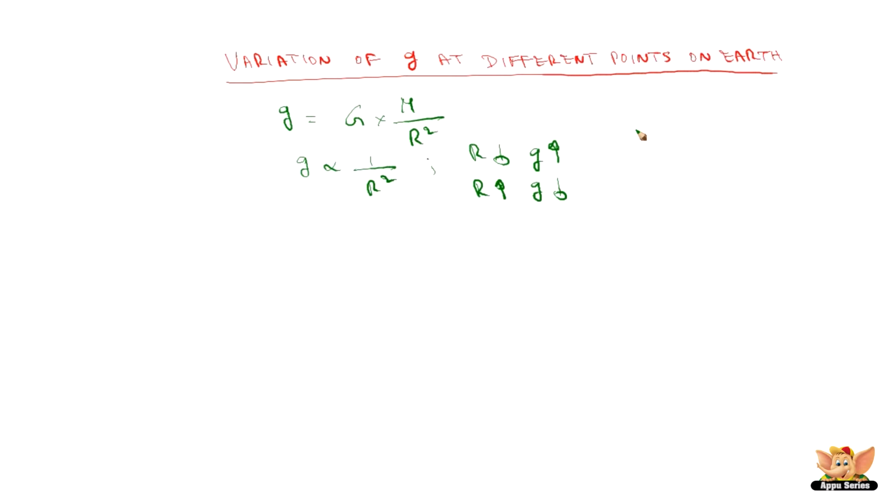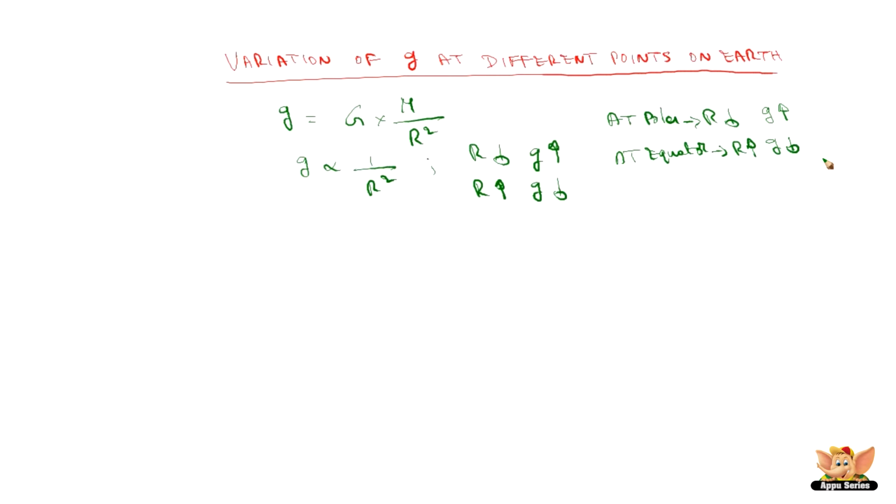Now we understand that on the Earth's surface, at the poles, r is minimum, so r reduces, and at the equator, r increases. So at the poles, when r decreases, what happens to g? g increases. At the equator, when r increases, what happens to g?